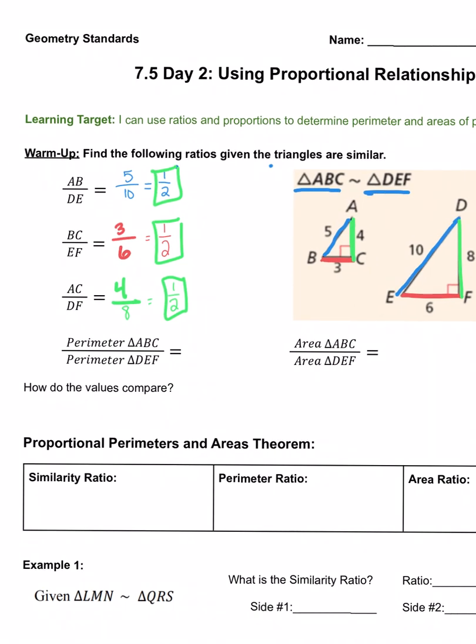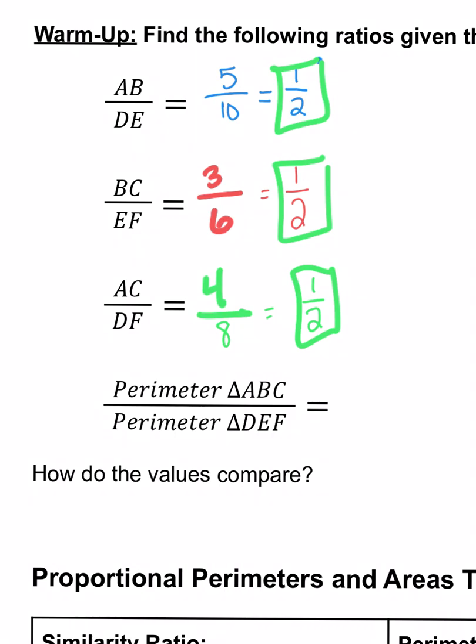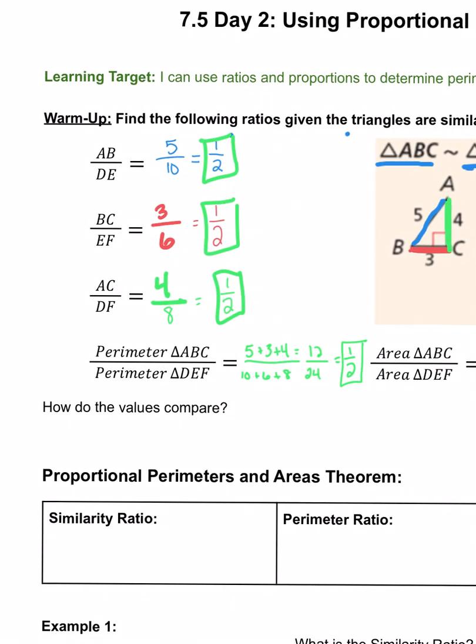the perimeter ratio is going to be the perimeter of ABC over the perimeter of DEF. Well, if we do that, it would be 5 plus 3 plus 4, which will give us 12. And on the bottom, we will have 10 plus 6 plus 8, which will give us 24, which again, 12 over 24, that simplifies to 1/2. So you should notice that all of those were the same.